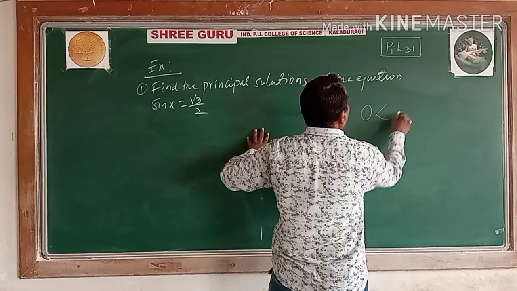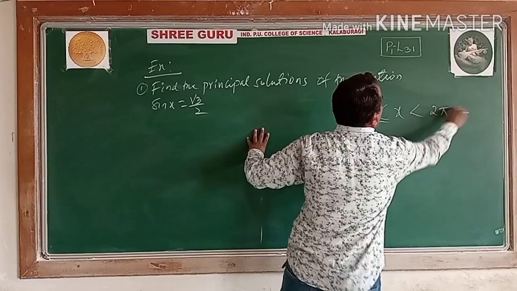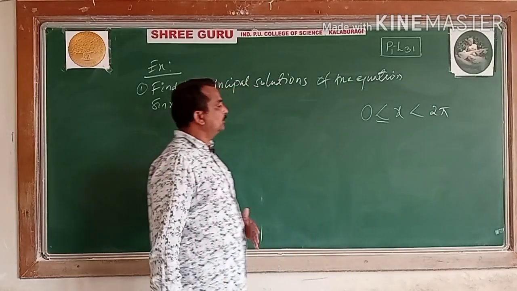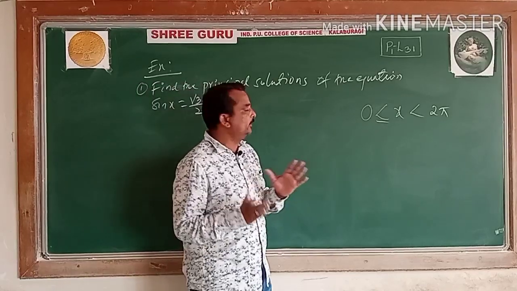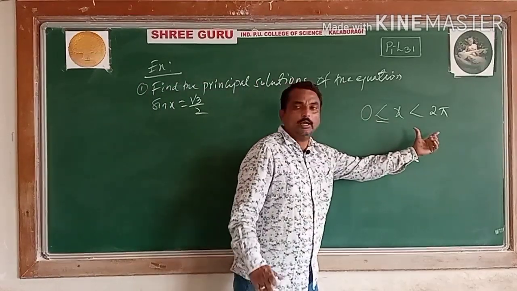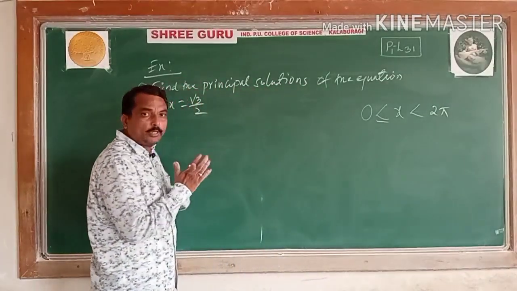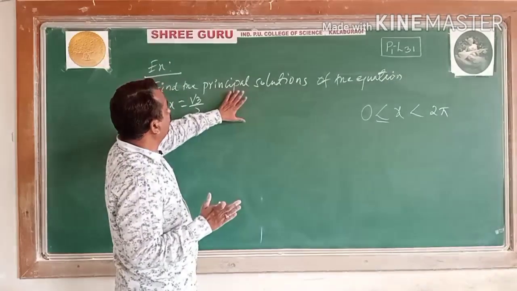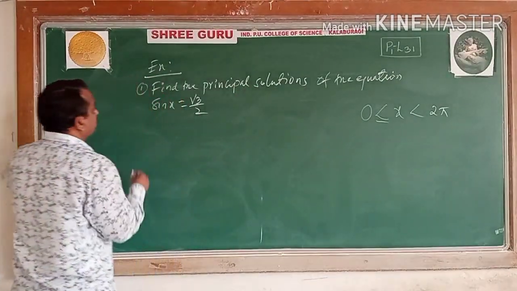The values in the interval 0 to 2 pi, these are the values of the principal solutions. The values that exist in between 0 to 2 pi are known as principal solutions.